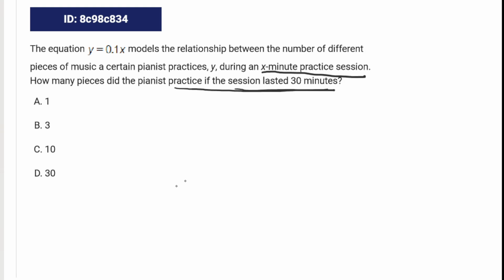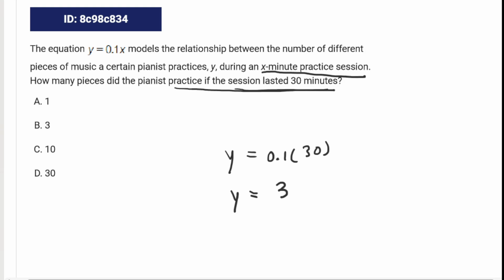So we're going to plug 30 in for x. The good news is you can use a calculator throughout the duration of the math portion of the SAT. And if you work this out, you're going to get 3 for the y value. For those who are interested, the y is the different pieces of music that a certain pianist practiced. So the number of pieces of music she practiced was 3. The 30 minutes was how long her practice session lasted. So B would be the correct answer for that problem.